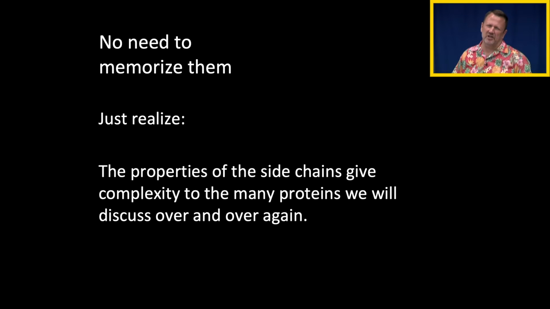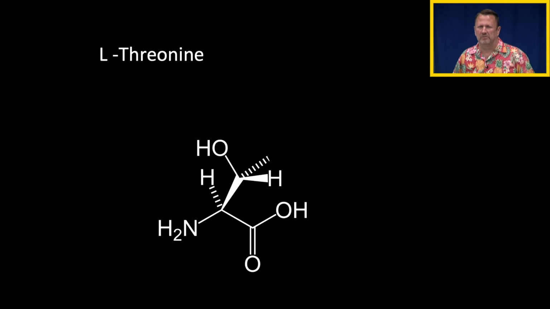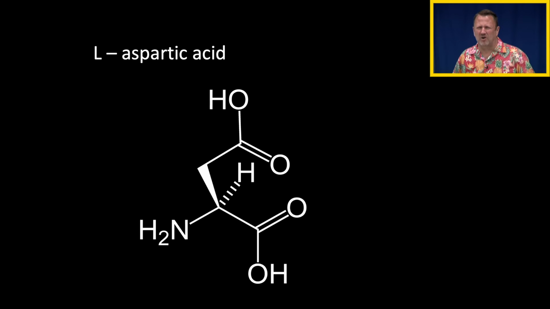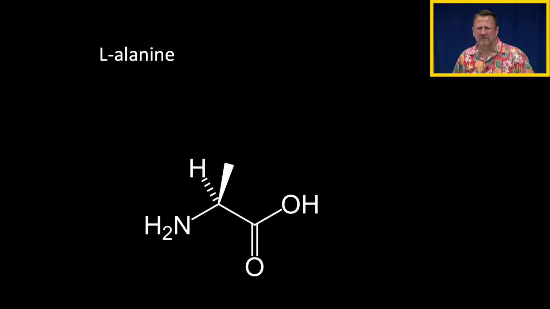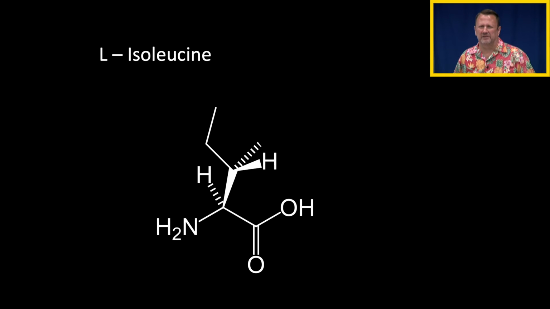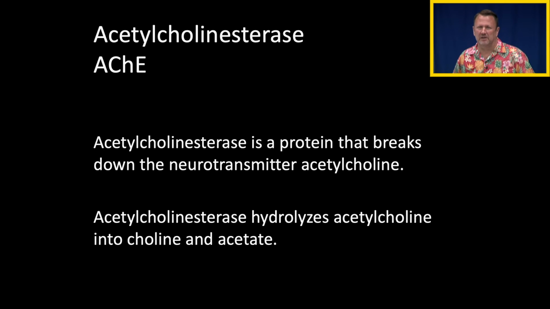It's the property of the side chains that give complexity to the many proteins we're going to discuss over and over again. I don't need you to memorize these. I just want you to know that the body is able to manufacture all of the incredible machinery that it does just by using these simple amino acids right there. These 20 or so R groups is all we need to make all of the complex and incredible things that go on with proteins in the body.